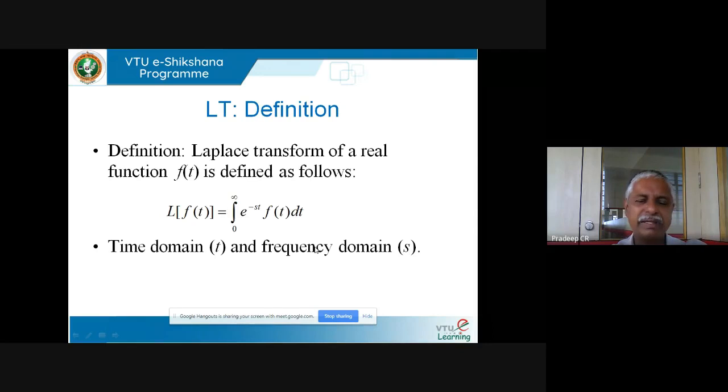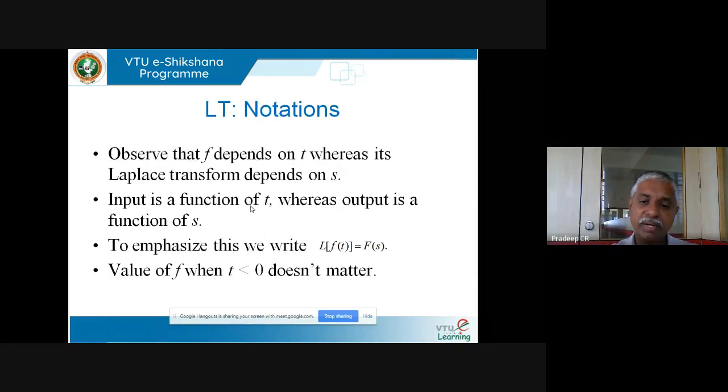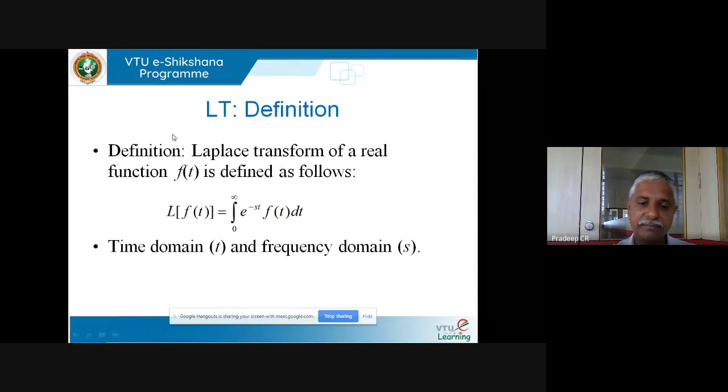If you didn't understand everything I told, don't bother. It's a standard notation. T is time domain, s is frequency domain. So we say Laplace transform converts a function in time domain to a function in s domain. Please note these things. Observe that f depends on t, whereas its Laplace transform depends on s. Here f is a function of t. T is the independent variable.